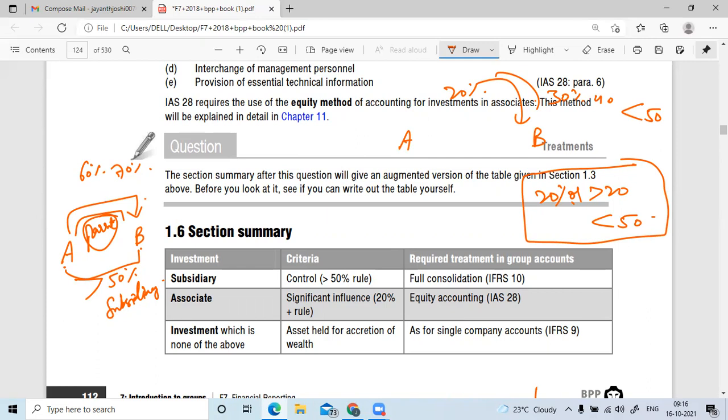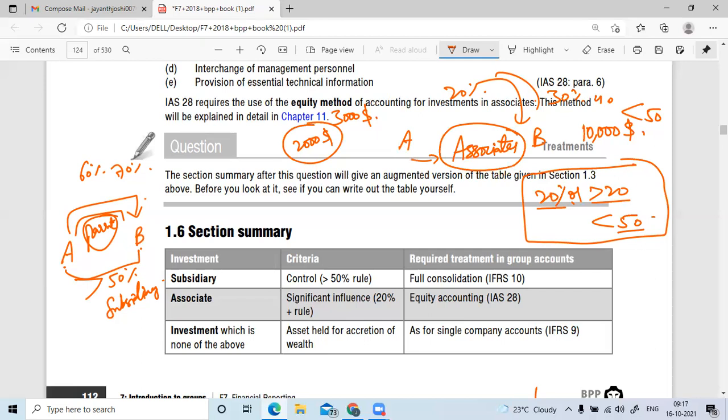If A company has invested 20% in B company, suppose B company's share capital is $10,000. So A company has taken $2,000 stakes in B company, or $3,000 stakes, or like that: less than 50, more than 20, or equal to 20. Then A company and B company are called what? Associates. Okay, this is just a group structure, not some rocket science.